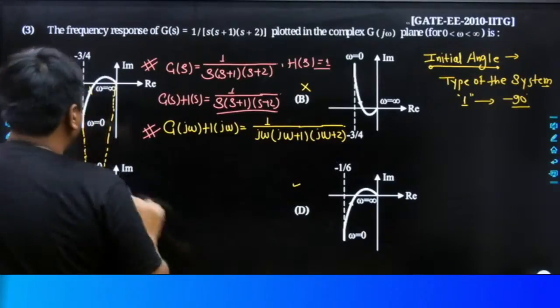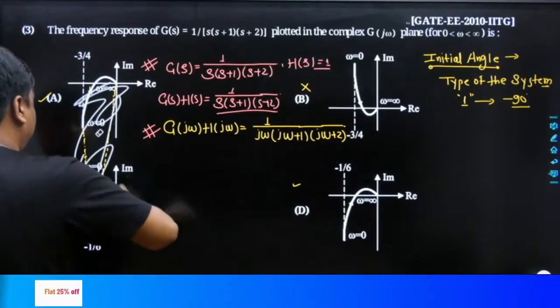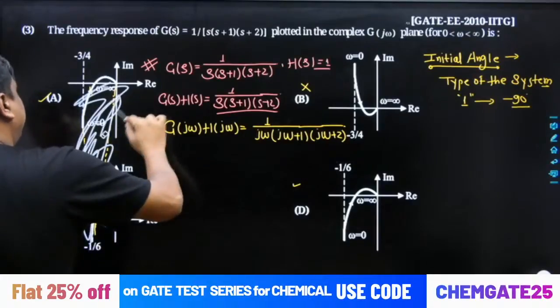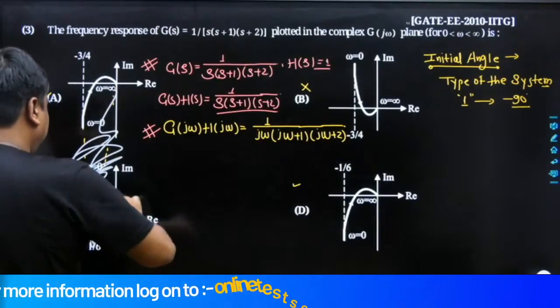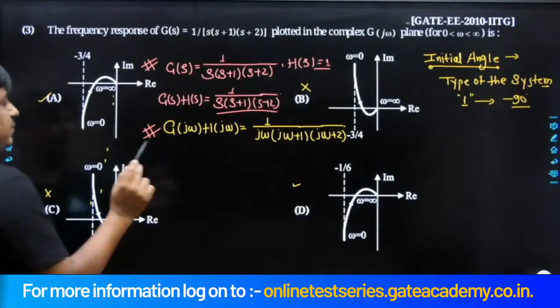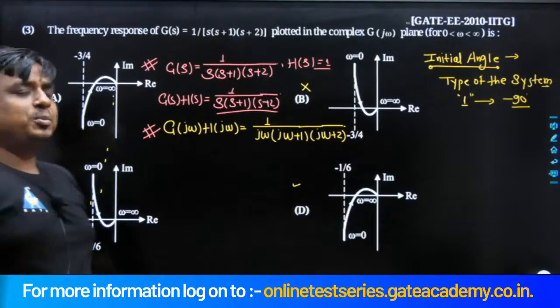Just a minute. Let me rub this out. Could you really understand what I am saying? So the initial angle is minus 90. That is quite sure. May I know what would be the final angle?